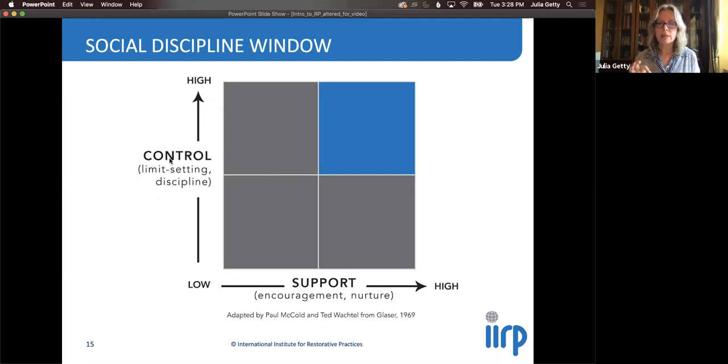I want to say a little note about this word control. Sometimes people struggle a little bit with the word control because most of us do not aspire to be controlling. So I do want to mention that in this instance, the word control is referring to things like, as you can see, limit setting, discipline, but also high accountability, high expectations. So some people like to use the word accountability as opposed to control, and that's fine. For our purposes, though, I'm going to stick with control. And then down here, support, of course, is defined by encouragement, nurture, warmth, loving, things along that line.